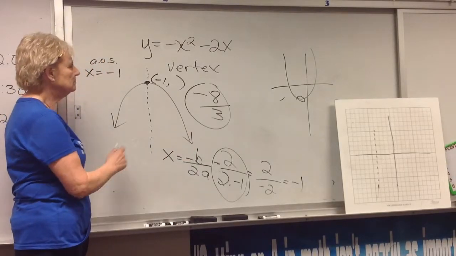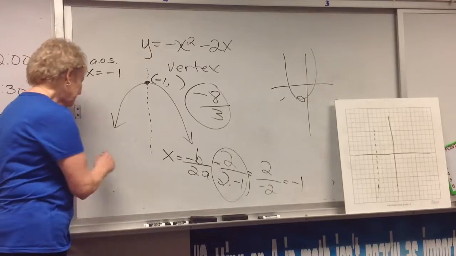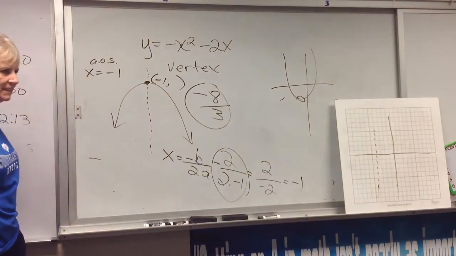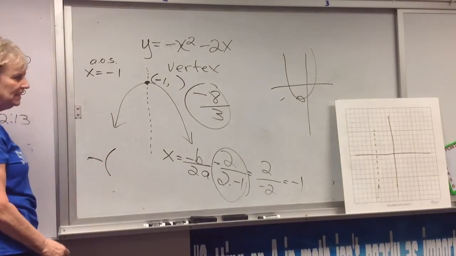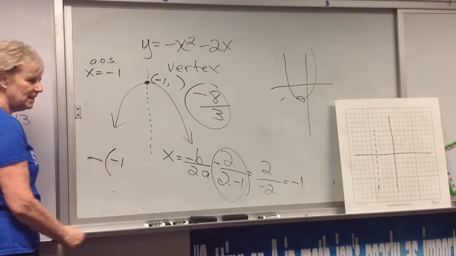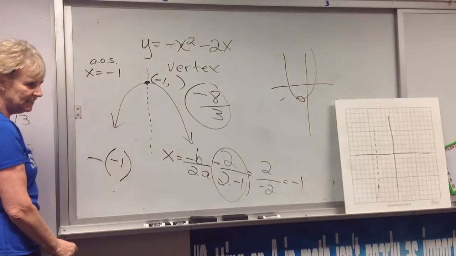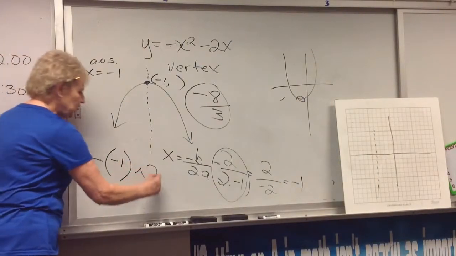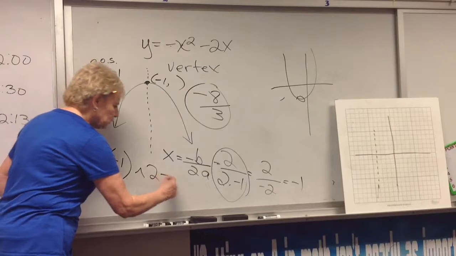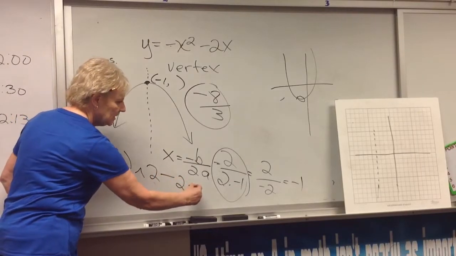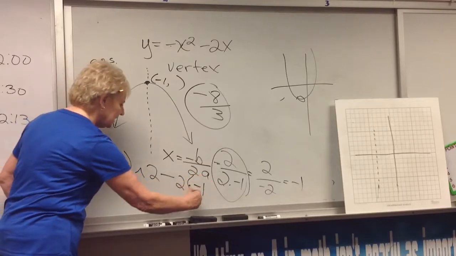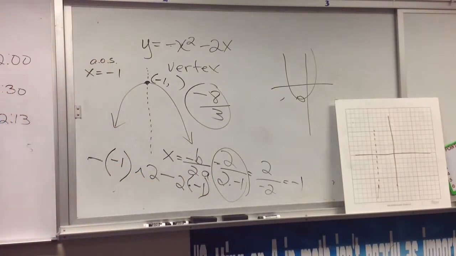Parentheses, -1. No, you forgot the negative. The opposite. Parenthesis, -1, parenthesis, caret, 2, subtraction, 2 times -1 in parentheses. Wait, I didn't do some of that stuff, and I still got it.